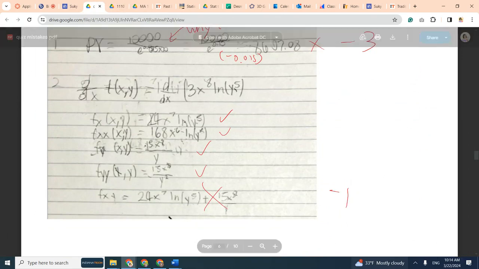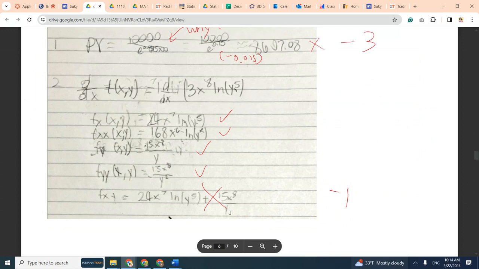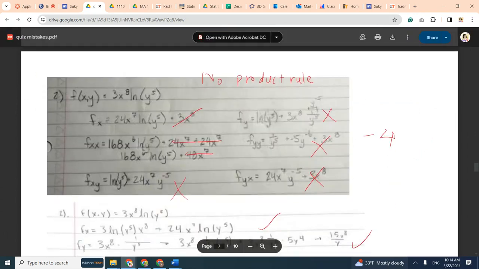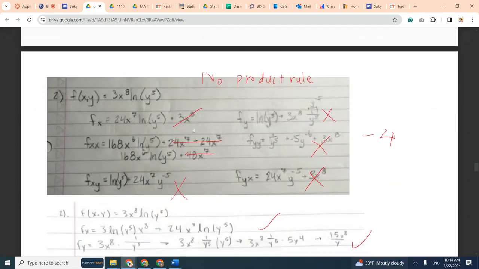So fxy. The trick: one variable is the constant, the other variable is a variable. So we don't need the product rule. Be careful. And here fx, no product rule. The ln y to the fifth is a constant. So we don't have this part. Treat it as a constant. So just copy that and then take the derivative of x to the 8.